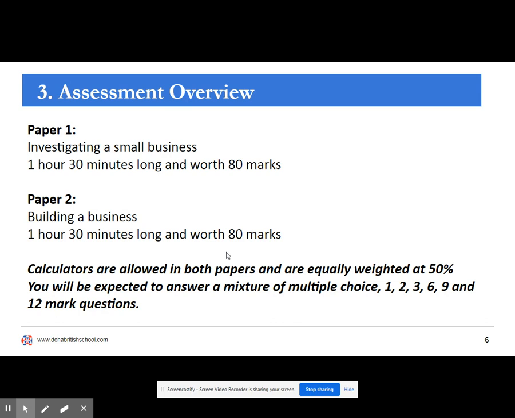You will be expected to answer a mixture of multiple choice questions and 1, 2, 3, 6, 9, and 12 mark questions. Throughout the course, we will go through how to answer each of these different style questions, and there will be plenty of practice building up to your final exams at the end of Year 11.